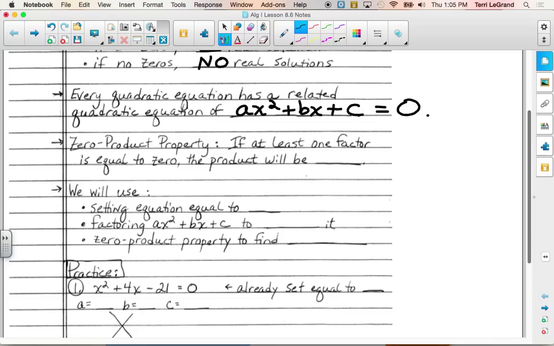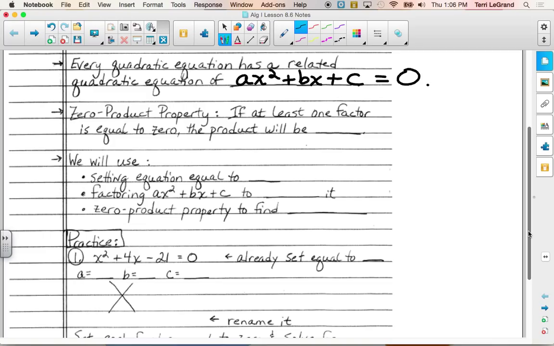equals 0. In other words, we replace the y with 0. We're looking for the zeros of the function. So we can replace that y with 0. Well, we also need to apply a property called the zero product property. Tell me this. If I take 0 times 7, what do I get? 0. If I take negative 5 times 0, what do I get? 0. If I take 0 times 0, what do I get? 0.